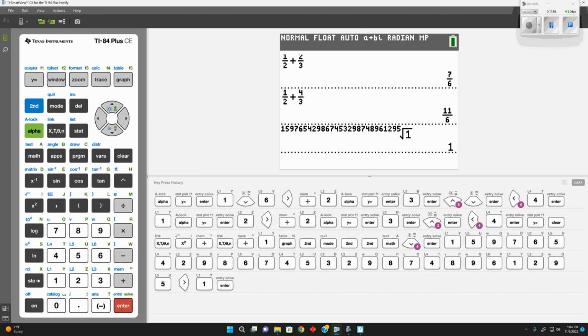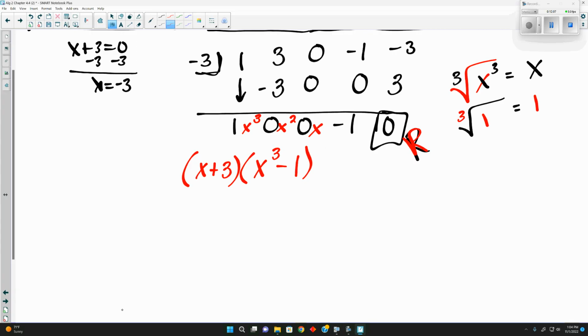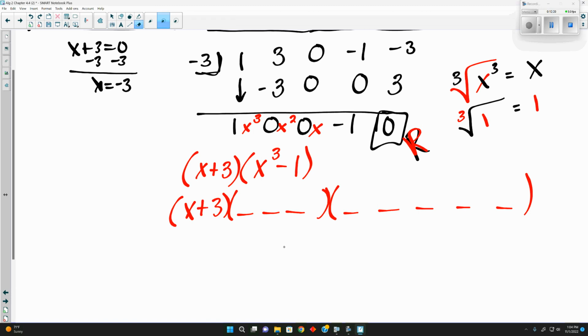Still 1. Doesn't matter what root we take. If what's inside of it is 1, it's still going to be 1. So we can take the cubed root of this. So we'll have 3, 2, 3, 4, 5. Oh, try this again. There we go. So 3 spaces and 5.